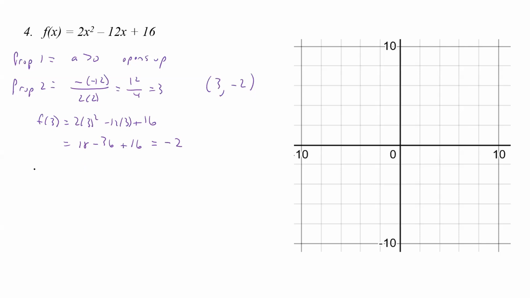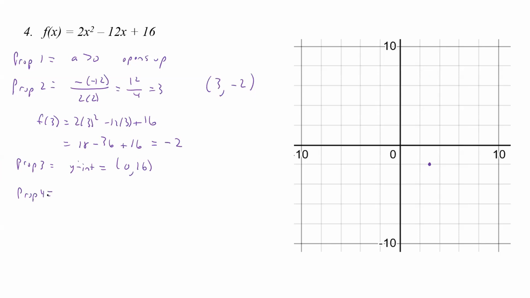And so then, 3 minus 2 is going to be roughly there. It's opening up, so it's going to go up. We also already know property 5, but we'll do property 5 in a little bit. So property 3: the y-intercept is at 0, 16. So it's going to be way up here. We're not going to actually hit it on this graph part.